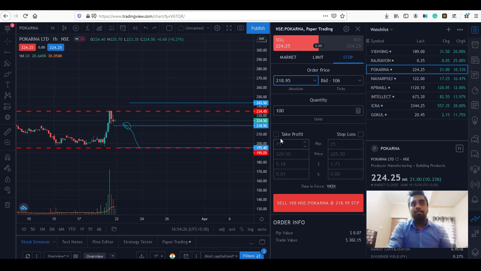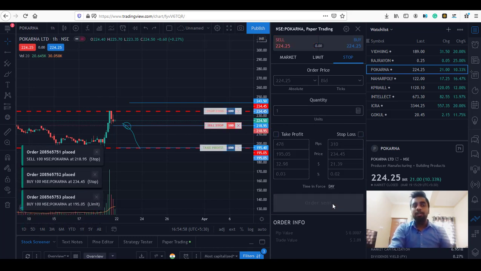And also the take profit and stop loss. The take profit, as I said, is the support line, which is 195.05. So I'm going to enter the price here, 195.05. Next is the stop loss, which is the resistance, 234.45. So this is the stop loss. Now our order is ready, and we are ready to go. I'm going to place the order, and it will be available in my order book.